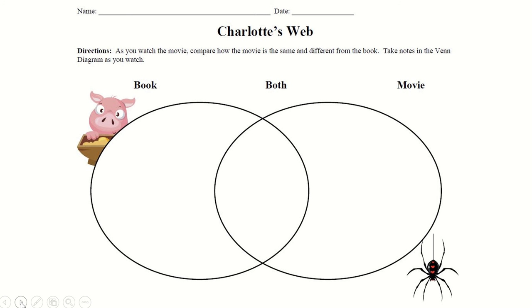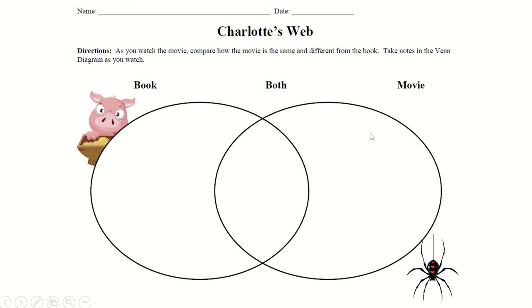For Charlotte's Web, you're going to be doing a character riddle sort that's in your folder where you cut and paste the character to the description that fits them. And then on the back, you're going to be drawing pictures of the characters. Also, if you have time or have access to watching the movie, I want you to compare and contrast the book with the movie. So over here where it says book, you're going to list things that were only in the book and not in the movie.